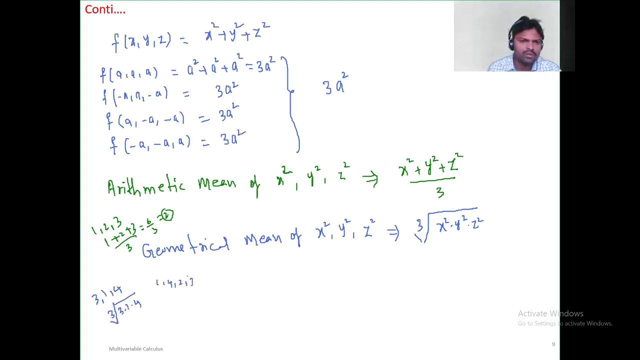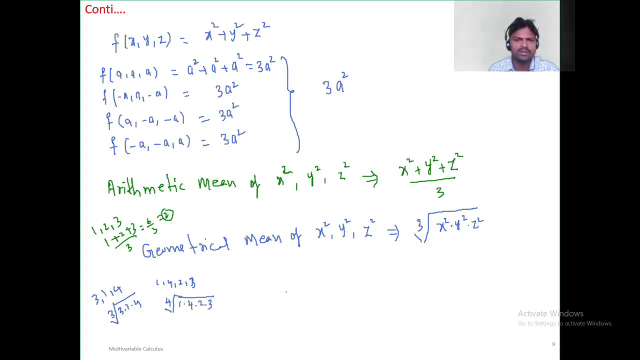How many numbers? 4 numbers. Therefore, what is the geometrical mean? 4th root of the product of numbers: 1 into 4 into 2 into 3. So this is the geometrical mean. Same as when I took 3 numbers, what is the geometrical mean? Cube root of x square, y square, z square.